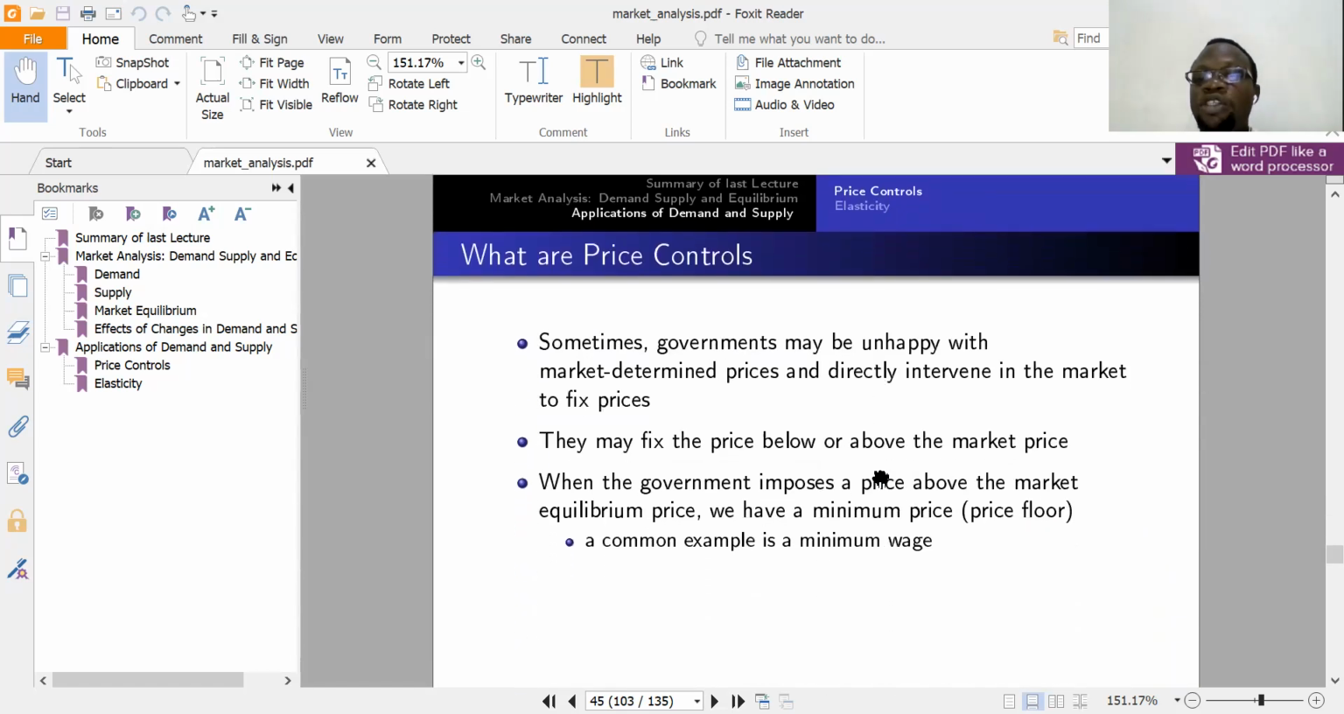When a government imposes a price that is above the market price, then we say that we have a minimum price. Let me use the whiteboard to illustrate this. Let me try to draw the curve that I just indicated. So let's draw our typical demand and supply curve.